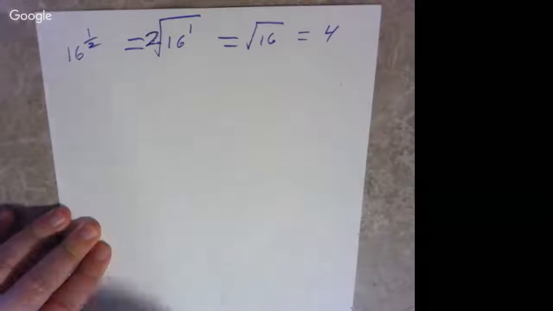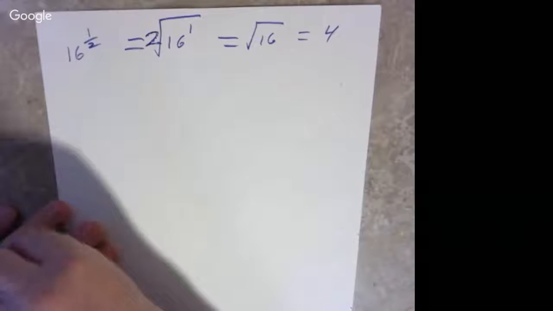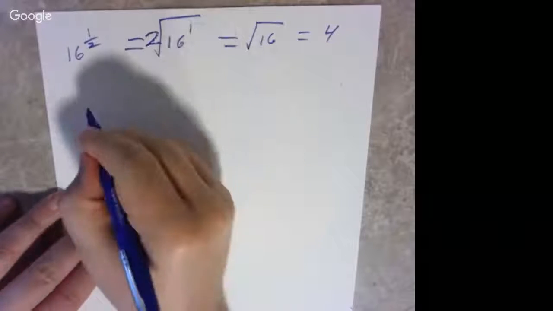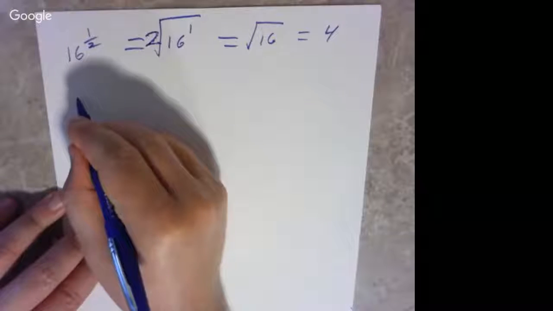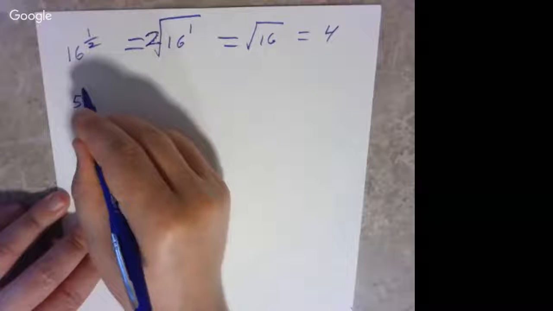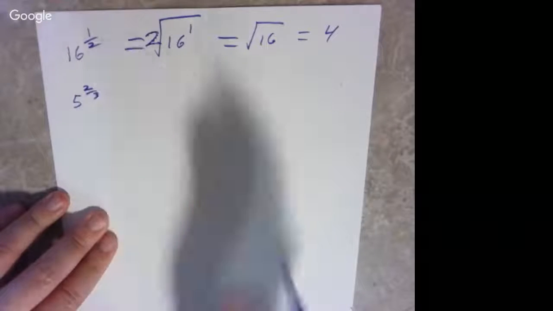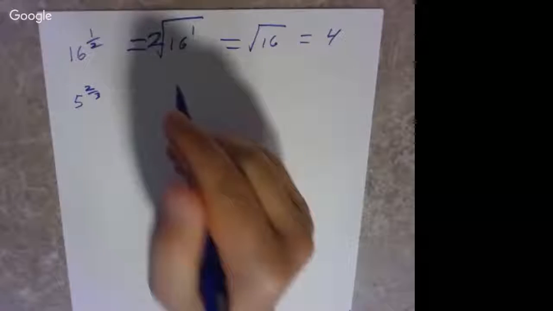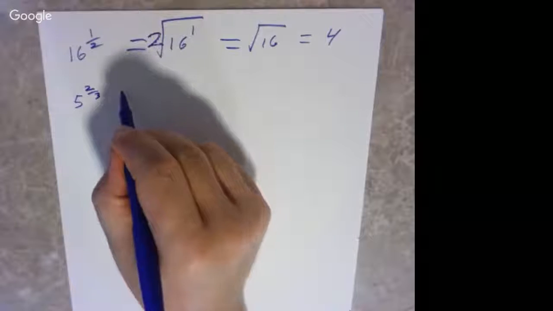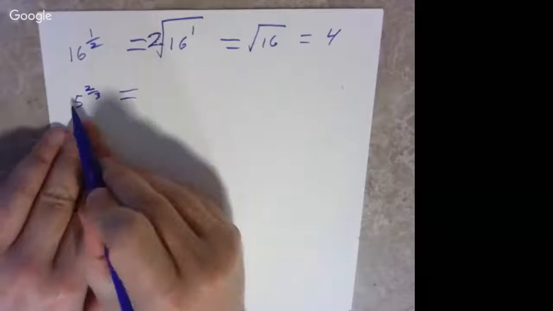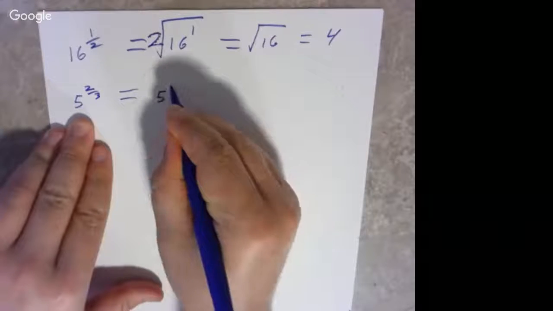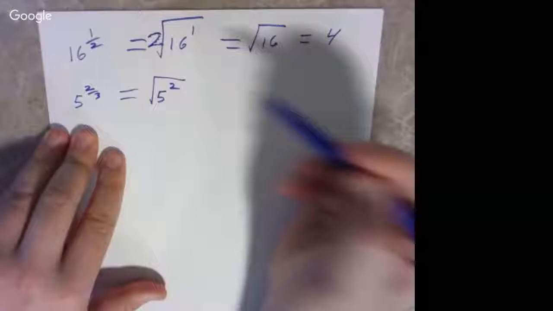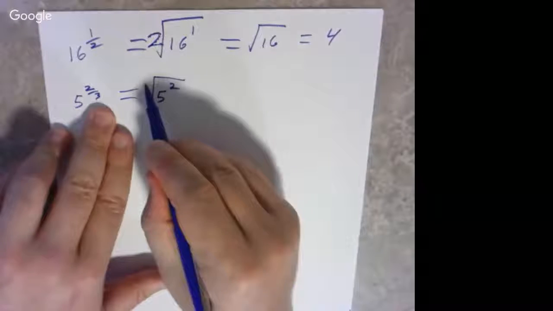Ready for another? How about 5 to the 2/3 power? So we'll first give the 5 the power of 2, put it inside a radical, and what type of radical are we doing? Cubed root.